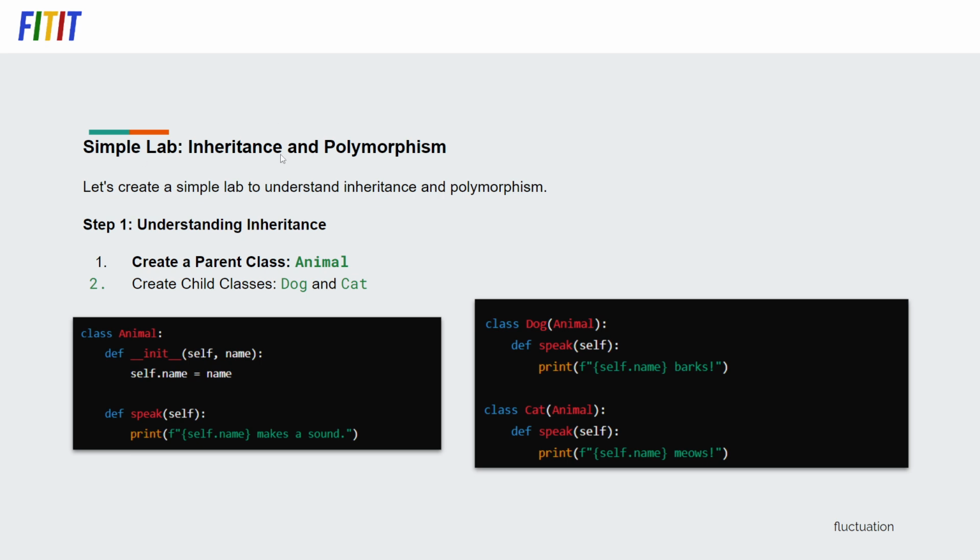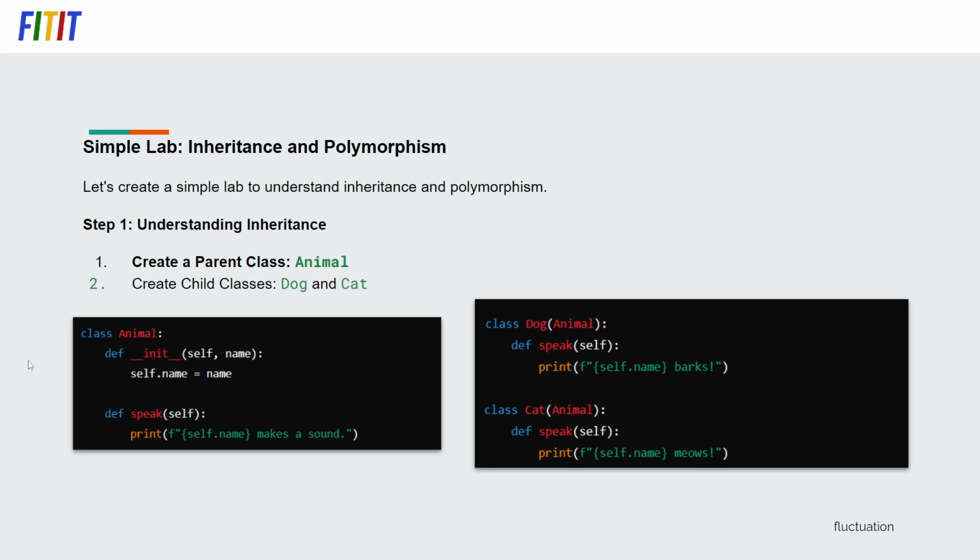Simple lab. Inheritance and polymorphism. Let's create a simple lab to understand inheritance and polymorphism. Step 1. Understanding inheritance. Create a parent class, Animal. Create child classes, Dog and Cat.